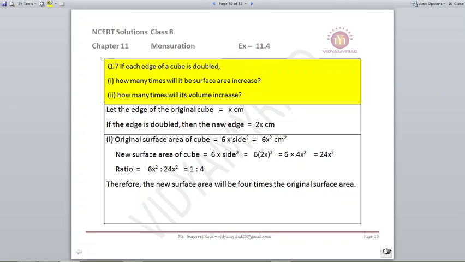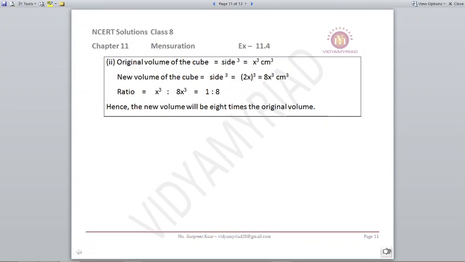Same way we will find out the volume. Now the original volume, the formula for volume is side cube. So side is x for the original case, that is x cube, and new volume will be 2x cube, that becomes 8x cube. So x cube is to 8x cube comes out to be 1:8. So the new volume will be 8 times the original volume.